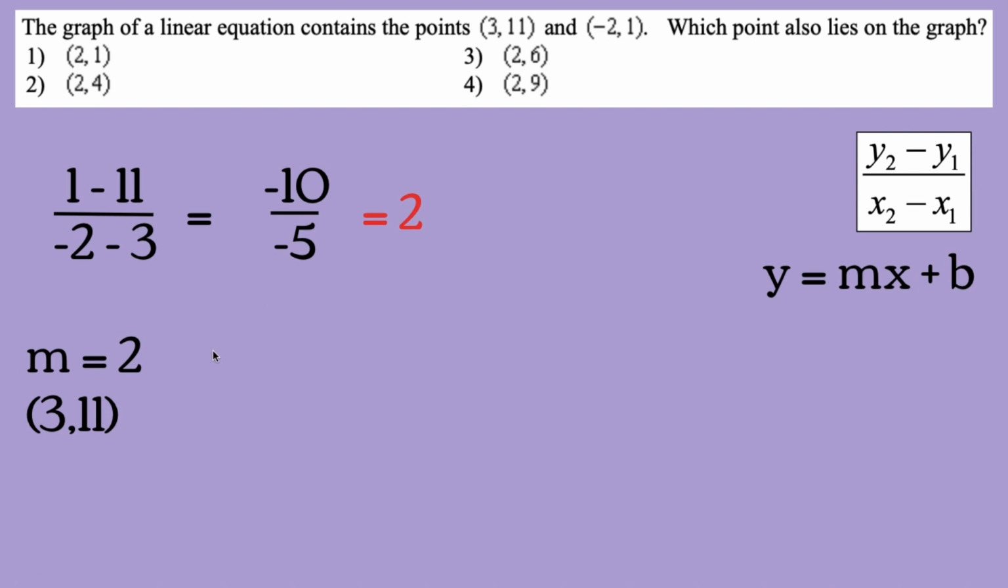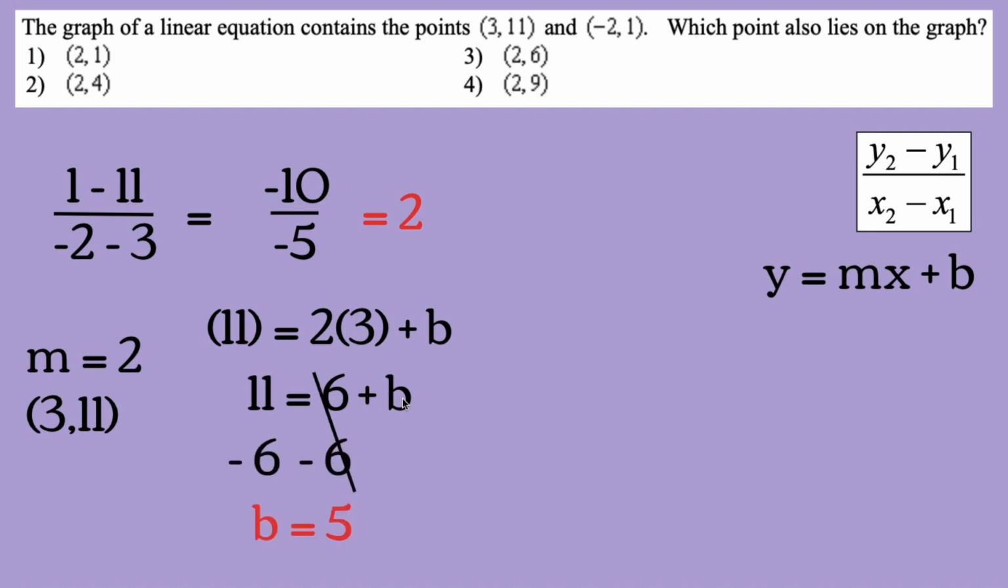So we're going to use our slope and then the first coordinate, (3, 11). Once we substitute this in, our y value is 11, as seen in the coordinate, and our x value is 3, as seen in the coordinate as well. And 2 comes from the slope. So we solve this. 2 times 3 is 6. So we have 11 equals 6 plus b. We subtract 6 on both sides, and we get b equals 5. Now we're going to turn this into our final equation, which will be y equals our slope, 2x, plus our b value, which is 5.